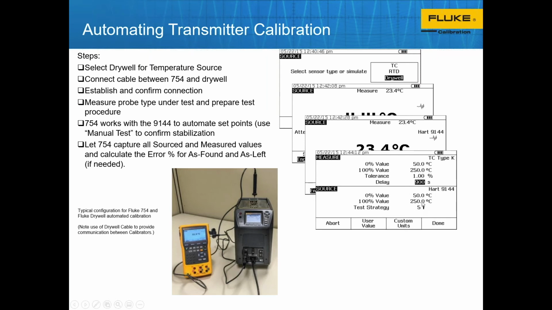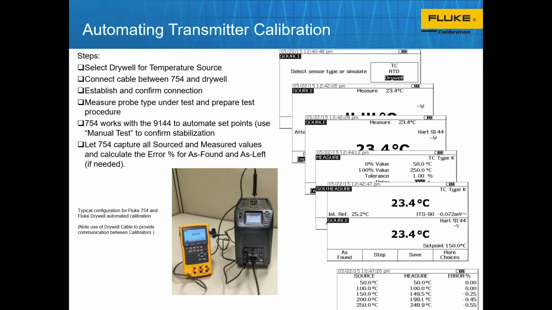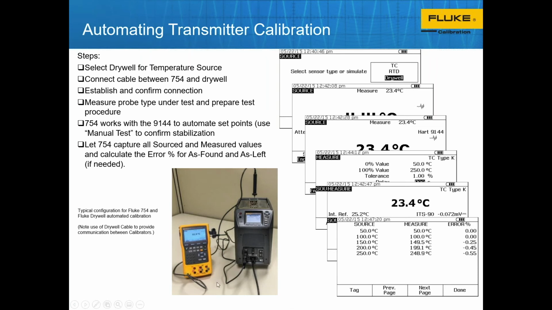And now we can change up the test strategy. You can change up the test strategy to be maybe more points, or more points up and back down again. Either way, it's all completely automated. And at the end of the day, you get a bunch of results. You get what the sourced value was, what the measured value was. In this particular case, we're measuring maybe perhaps a thermocouple or something. And then we automatically calculate the error. And then all of this information is stored in the memory of the 754.